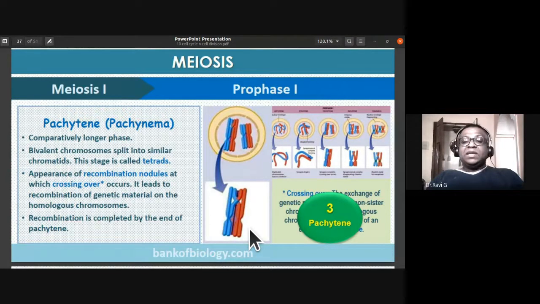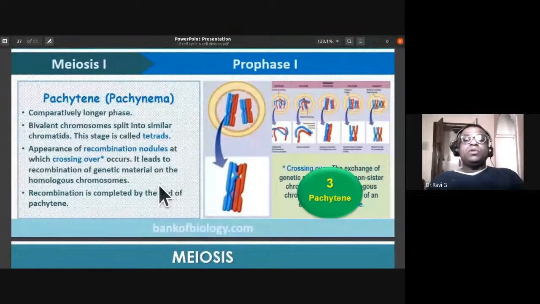This stage is called tetrad. The bivalent chromosomes, which are held together, split into chromatids, and this stage is called tetrad. The recombination nodules appear. Can you notice the recombination nodules here? The recombination nodule leads to recombination of genetic material on the homologous chromosomes.